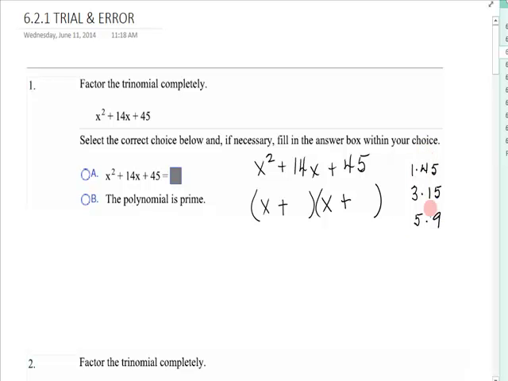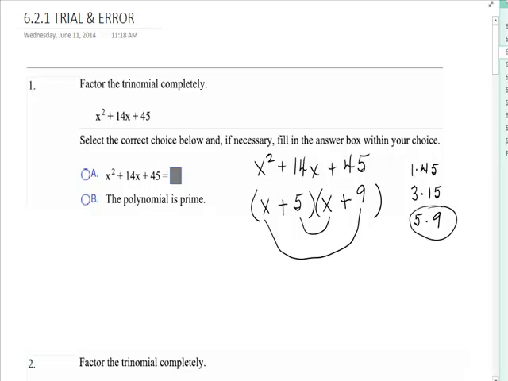Now, which of these is right? Because you put any one of them in here and they will give you 45. But they have to also give you an outer and an inner product that add up to be 14. So I need 2 numbers that multiply together to give me 45 and add up to be 14. It's got to be 5 and 9. I'm just going to put the 5 there and the 9 there. Does it matter where you put them? When both signs are the same, the answer is no.